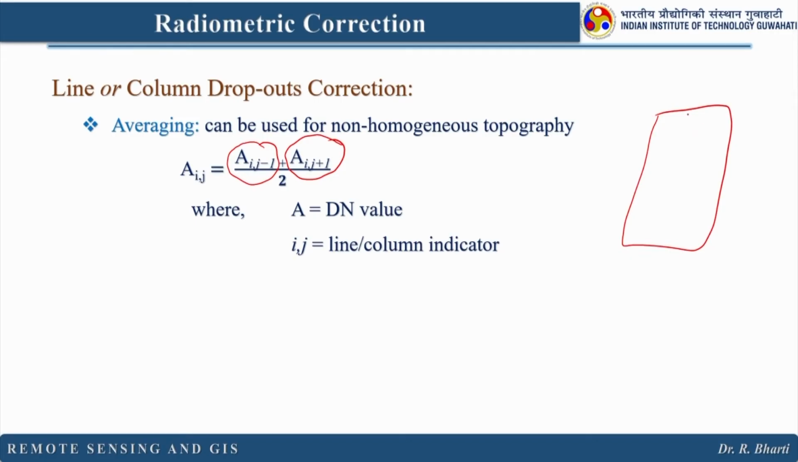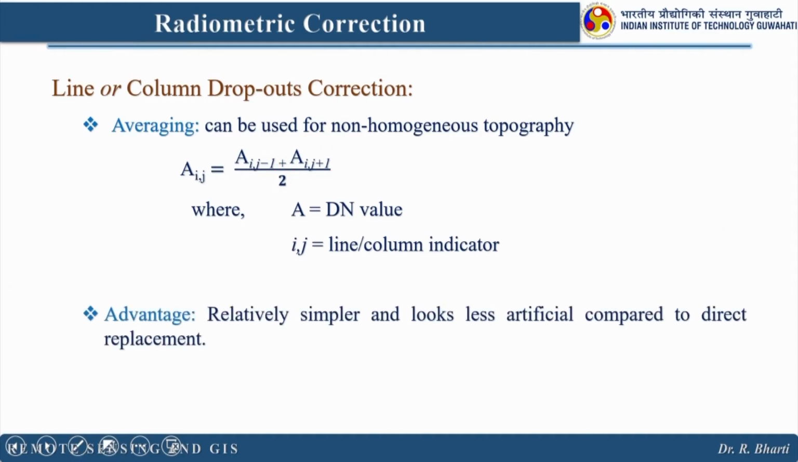So, if the location of this particular line is ij, then it will be j minus 1, this one, and j plus 1 is this one. We will consider this case when we are going to do this averaging. An advantage is it is relatively simple and looks less artificial compared to direct replacement. Why? Because you are not going to put the same value, so there will be no sudden change in the value.